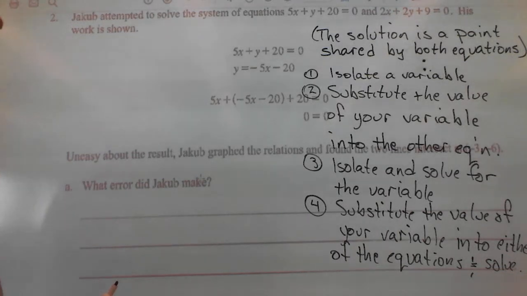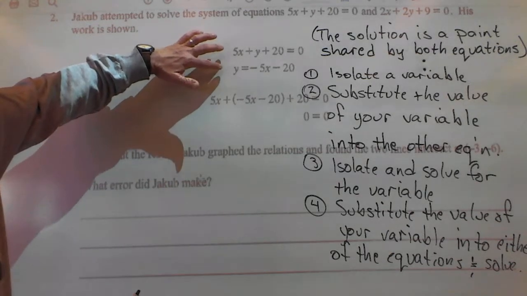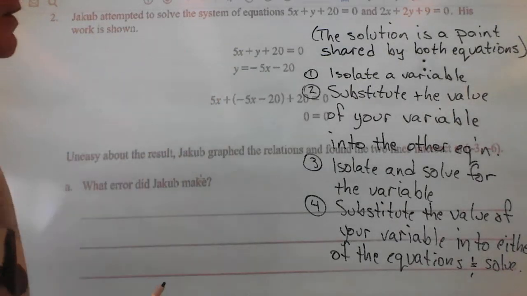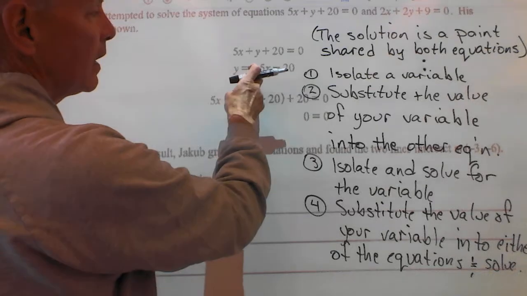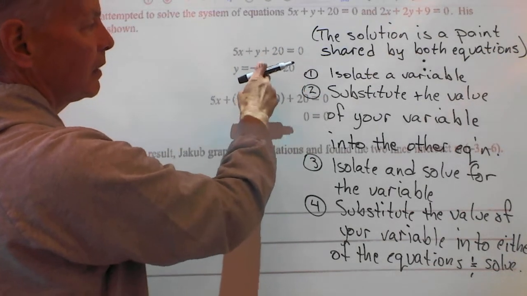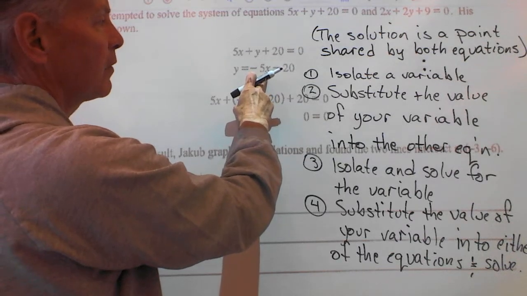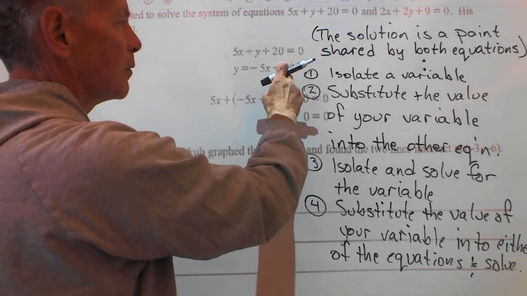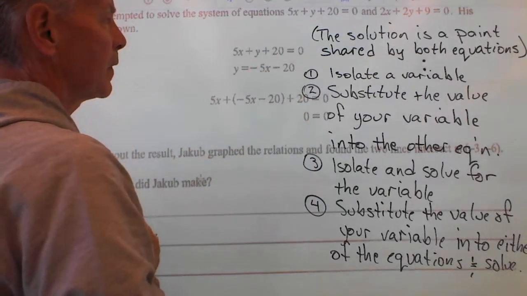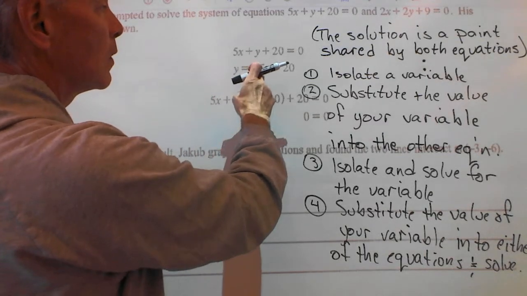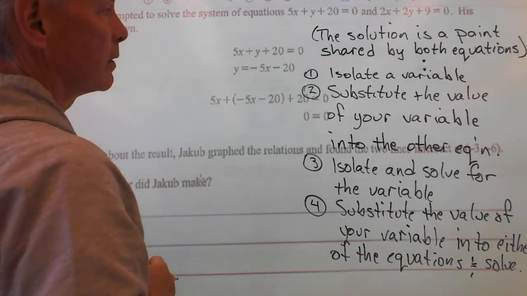His work is shown. Okay, so our friend Jacob simply took his 5x plus y plus 20 equals 0 and he isolated y, right? So he subtracted 5x from both sides. That's how you see it comes over to the right as minus 5x. He subtracted 20 from both sides. Again, comes over to the right as minus 20. Okay? So what Jacob said then was y equals negative 5x minus 20.